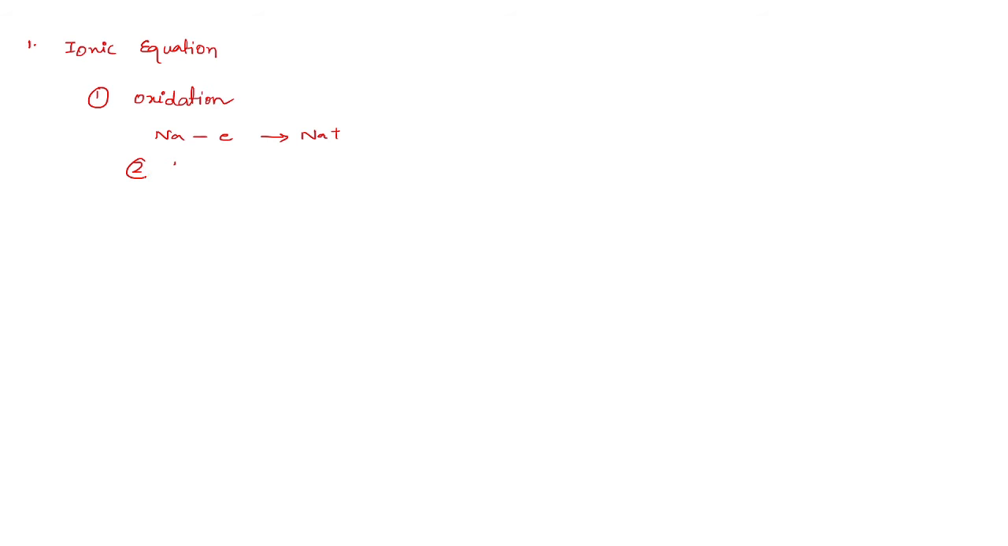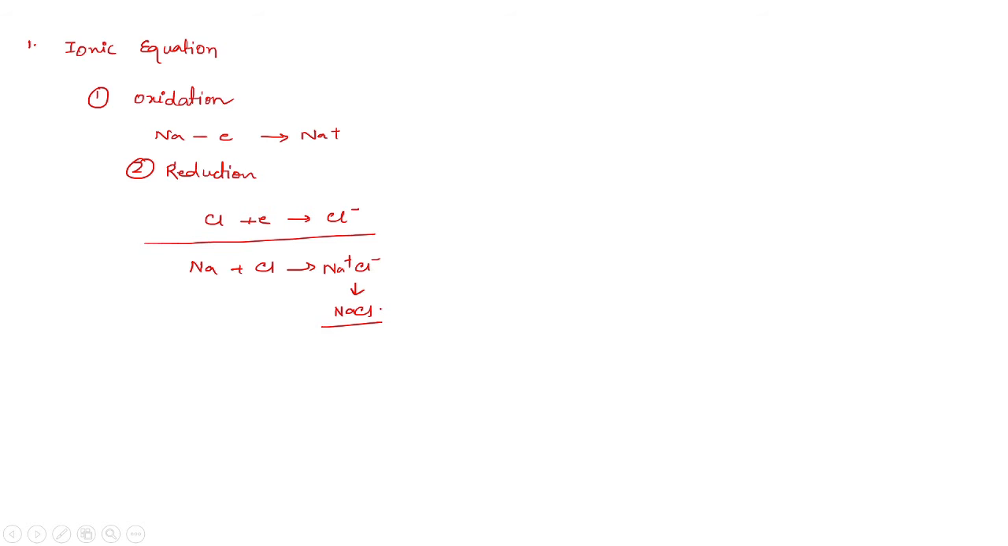Second will be the reduction, where Cl will gain one electron to form Cl-. Okay. Now as they are of opposite charge, if you add these two equations, you will get Na+ and Cl-, there is an attraction between them and it will form NaCl. This is the electrovalent compound. But in your exam, you do not get questions based on the ionic equation.